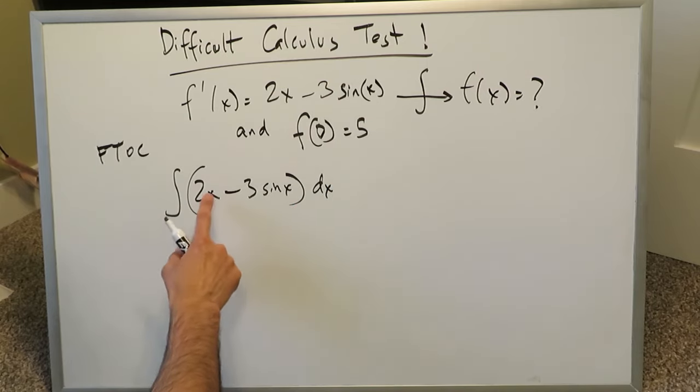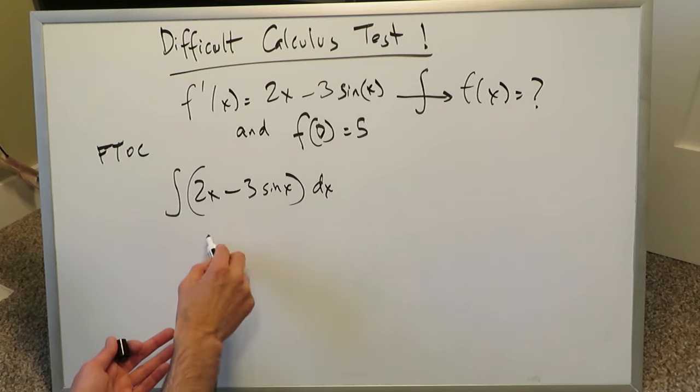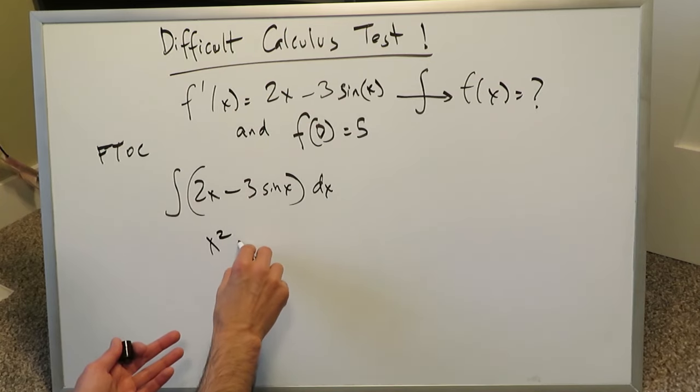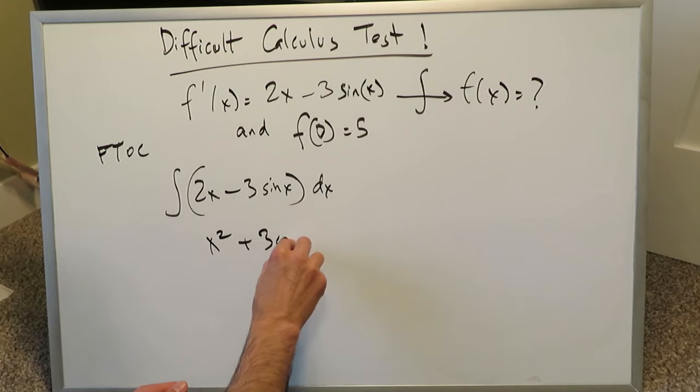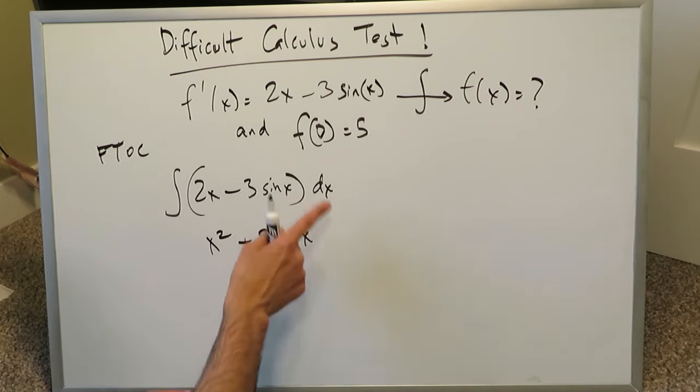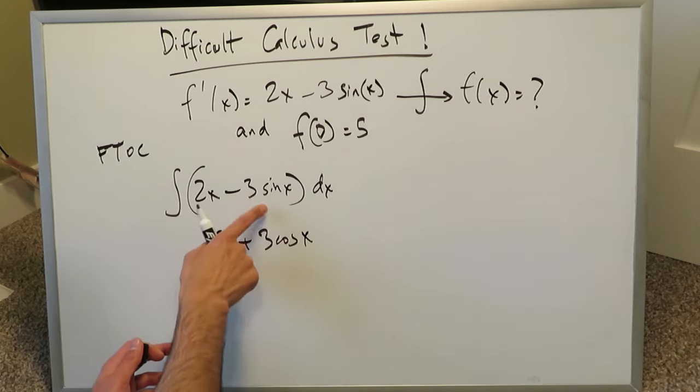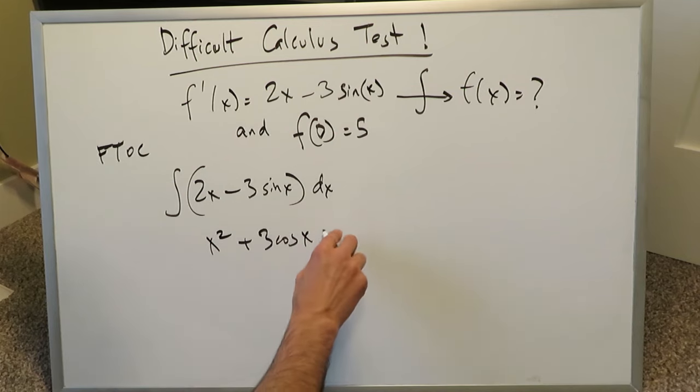What's the integral of all of this? This is going to be a polynomial one right here. This will become an x squared. This right here will become 3 cosine x, because the integral of sine x, that is its antiderivative, is a minus cosine x. The minus cancels out, you get this, plus c.